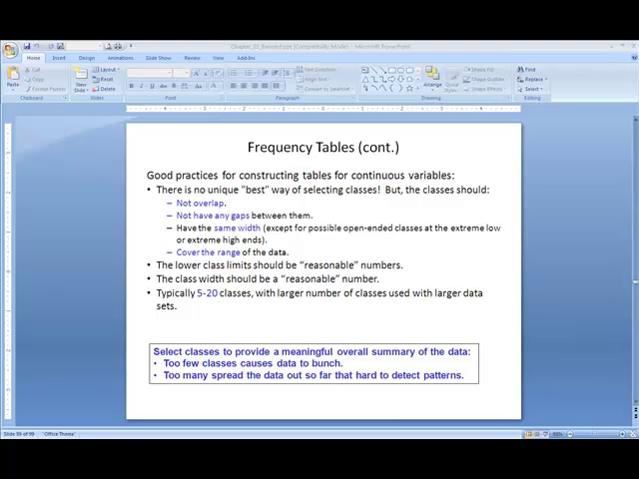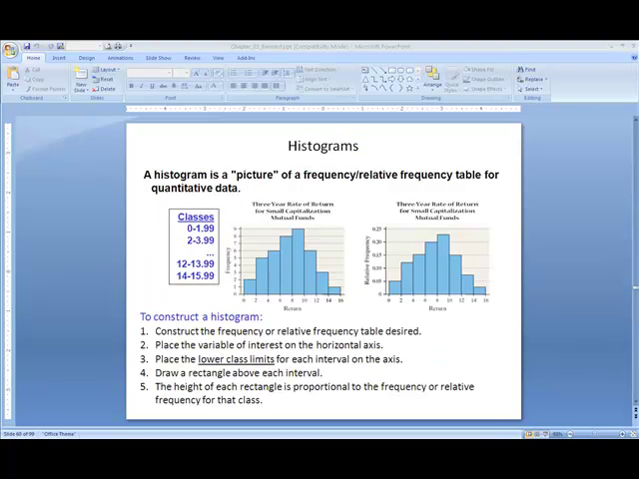So yeah, you typically want to use between 5 and 20, which is a good number. More than 20, you get too many bars that you're looking at. Less than 5, it doesn't give you good information. Remember, if you have too few classes, your data is going to be bunched up. If you have too many classes, it's too hard to see any type of pattern that might be going on. So there's some finesse that goes on with making these classes and then eventually making a histogram to go with the frequency table.